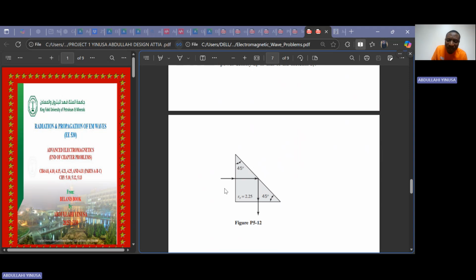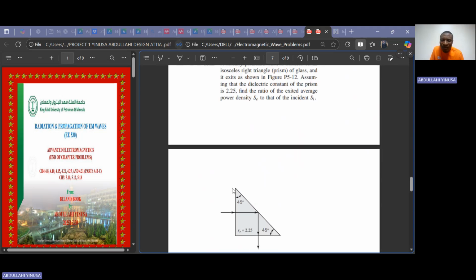Now, you first consider this place when the wave is moving from free space. In this case, epsilon r is equal to 1, right? You apply Snell's law here. N times sin theta is equal to this. When it gets to this place, we calculate the critical angle. When we calculate the critical angle, is it going to be greater than 45 degrees or less than 45 degrees?